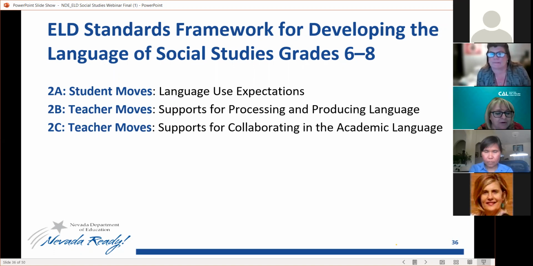And then again, reflecting back on the NEPF and that strong emphasis on the collaboration that students need to do in the content areas, we also have a section there that helps teachers think about how they are supporting the collaboration in the academic language of social studies in this example. So let's move to the next slide.